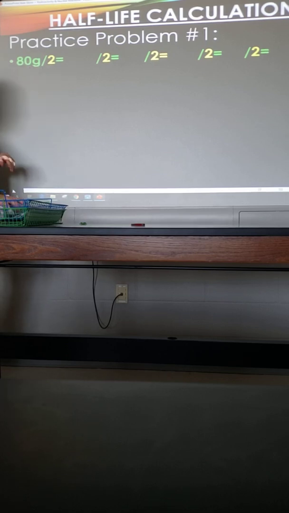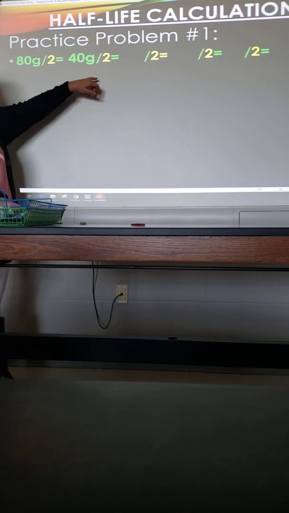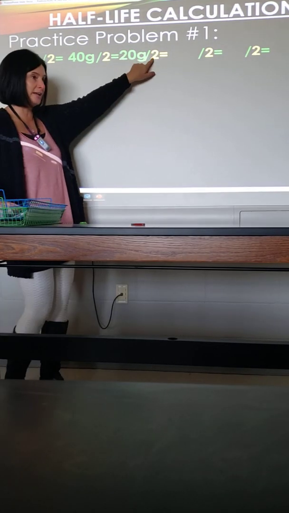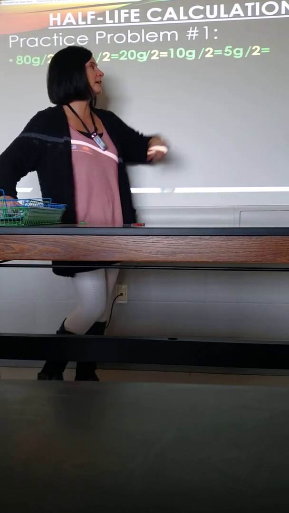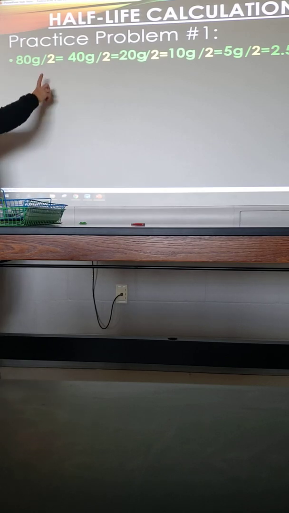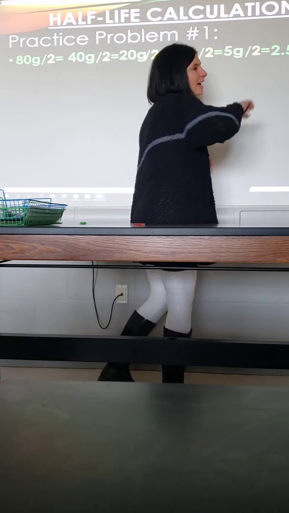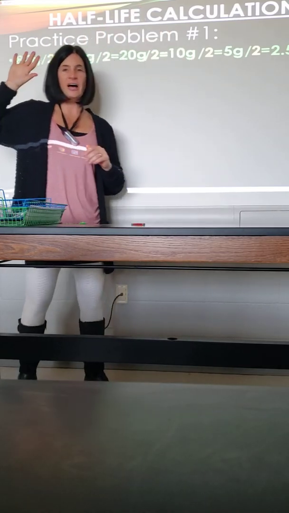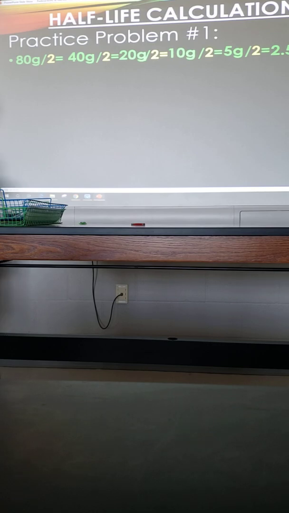Okay, so 80 divided by 2 is gonna give us 40. I have to divide again by 2 to get 20. I have to divide again by 2 to get 10. I have to divide again by 2 to get 5, and divide again by 2 to get 2.5 grams. I'm gonna check myself, because this is where people sometimes do one less than they should. Make sure you see 1, 2, 3, 4, 5 divisions. Okay, 5 times you cut it in half, because that would mean that you went through 5 half-life cycles.